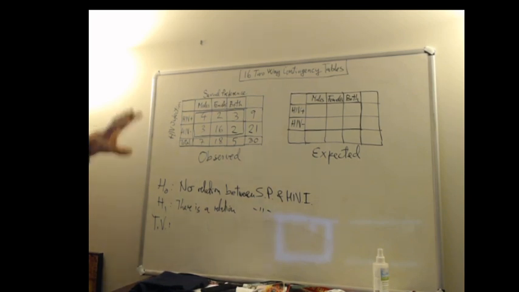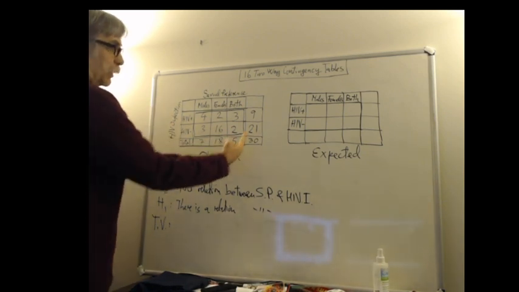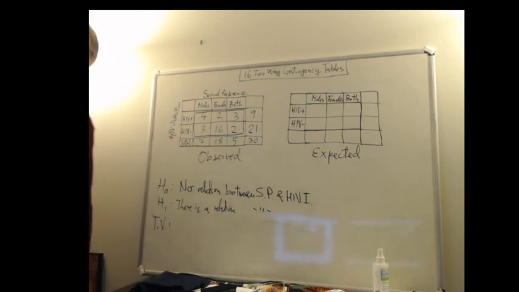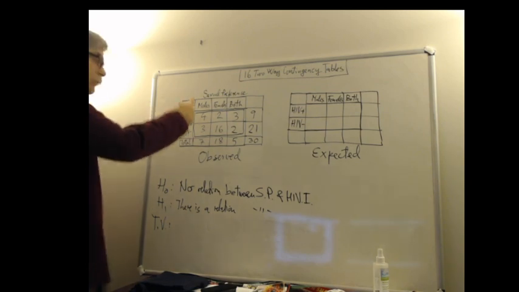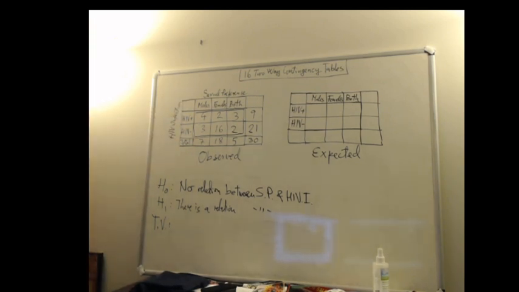So that's going to be our test value. But I need to find out what the expected values are. I already said that in this group of 30 people, I have 9 out of 30 HIV infected. I have 7 gays.